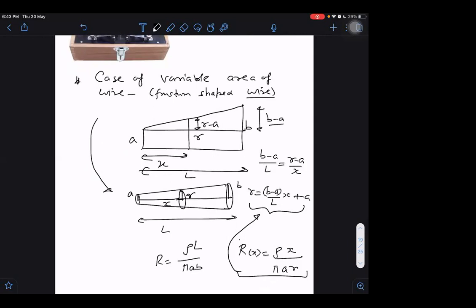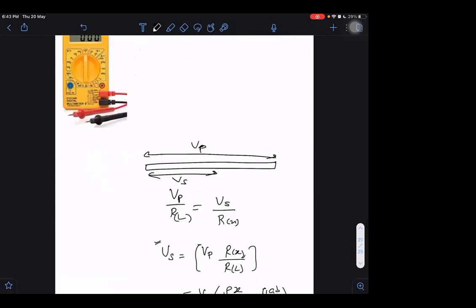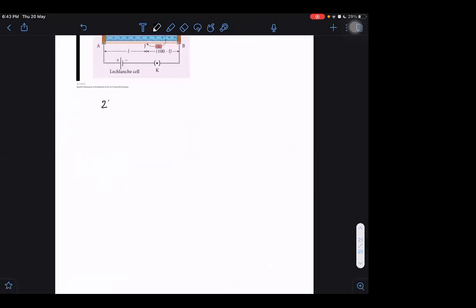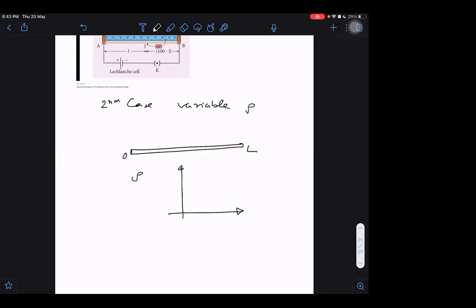Now, the second case would be possible when resistivity is variable. So what happens if resistivity is variable? Second case, variable resistivity, and rho varies from one end to the other end of the potentiometer wire by a formula. They don't give the formula. They tell that rho varies linearly from one end to the other end, with values rho 1 to rho 2.